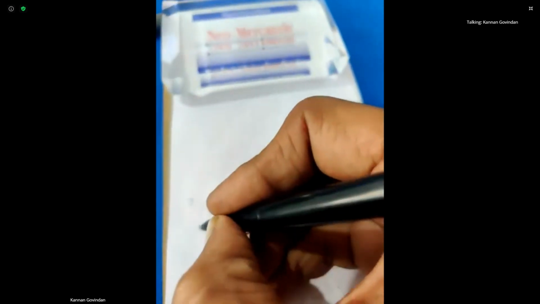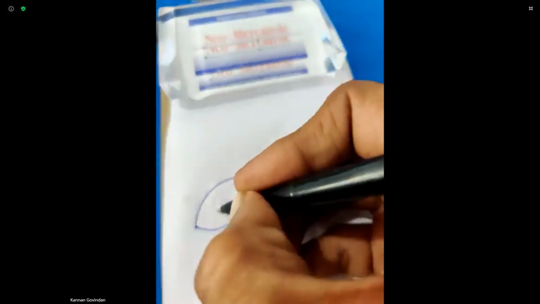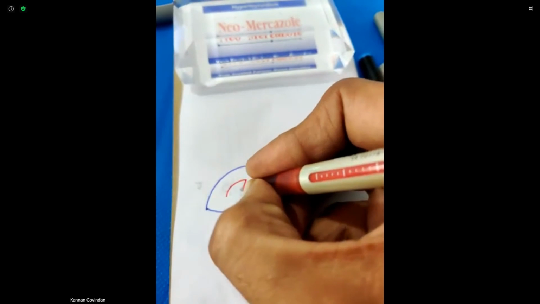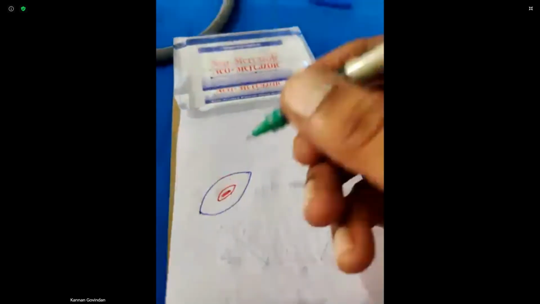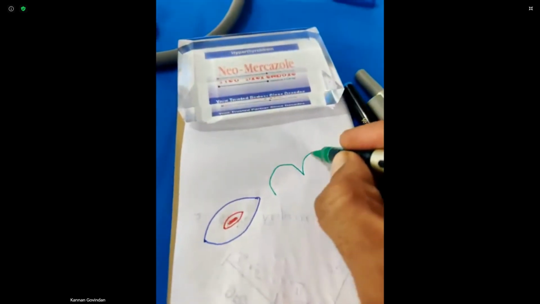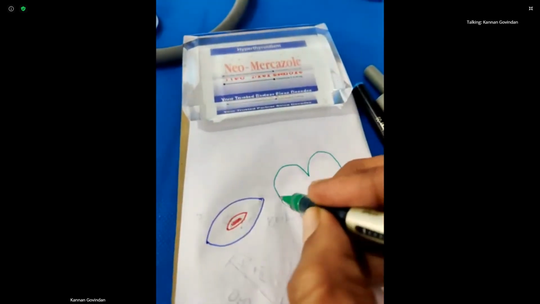Now we will see the summary, how the muscle spindle is innervated. So imagine this is the muscle. This is the muscle spindle. Inside we have the intrafusal fibers. And this is the spinal cord.